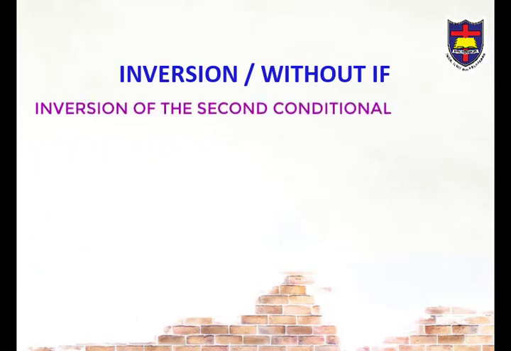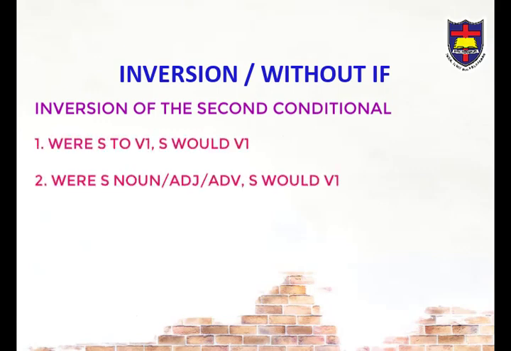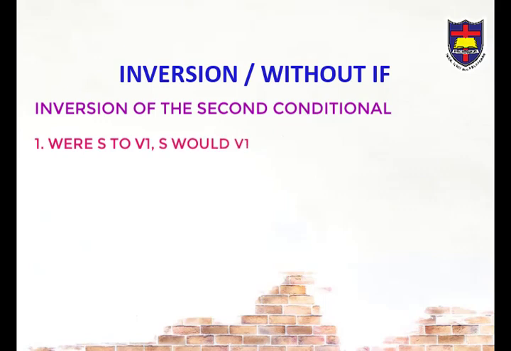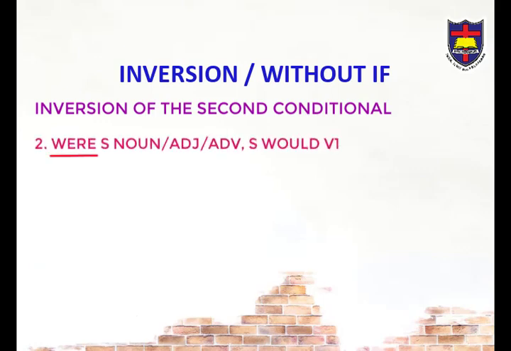To modify the second conditional into inversion, we change the if clause into two forms, depending on the verb of the if clause. The first form is used when the verb of the if clause is not were, while the second form is used when the verb of the if clause is were. The first form is were, subject, to infinitive. And remember, the main clause remains unchanged. The second form is were, subject, noun, or adjective, or adverb. The main clause here doesn't change either.